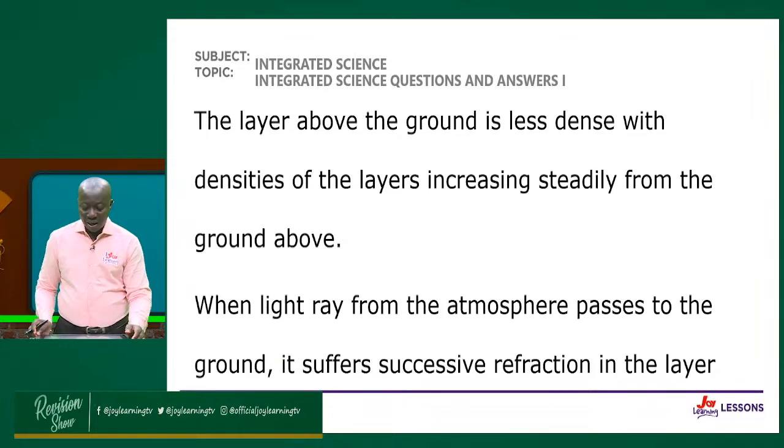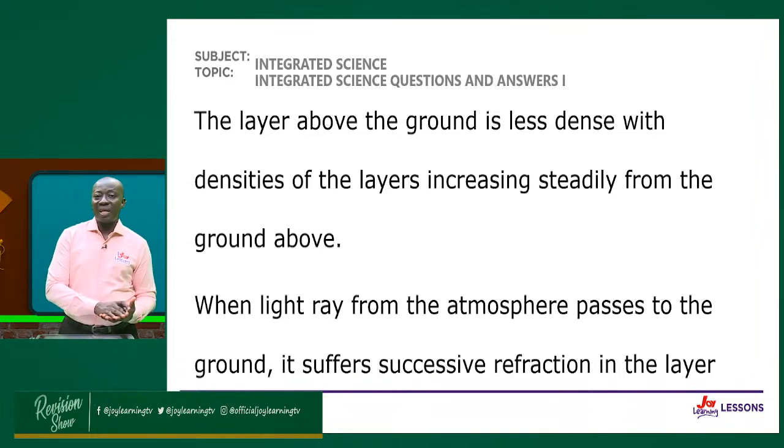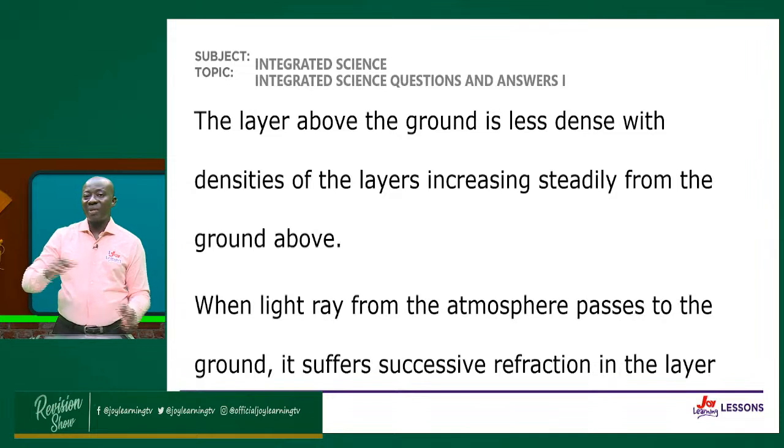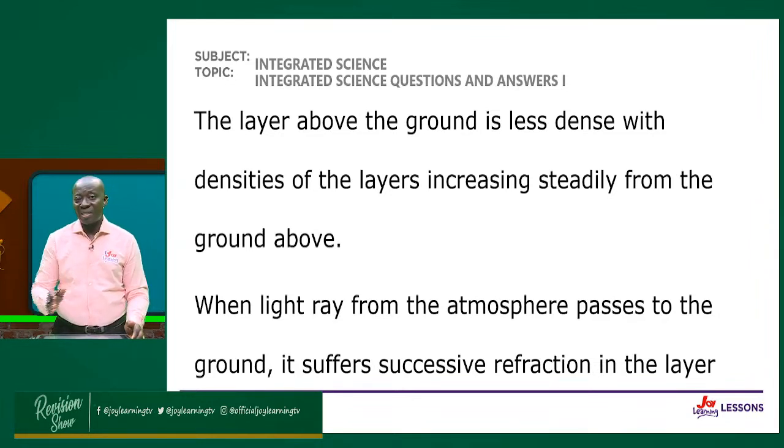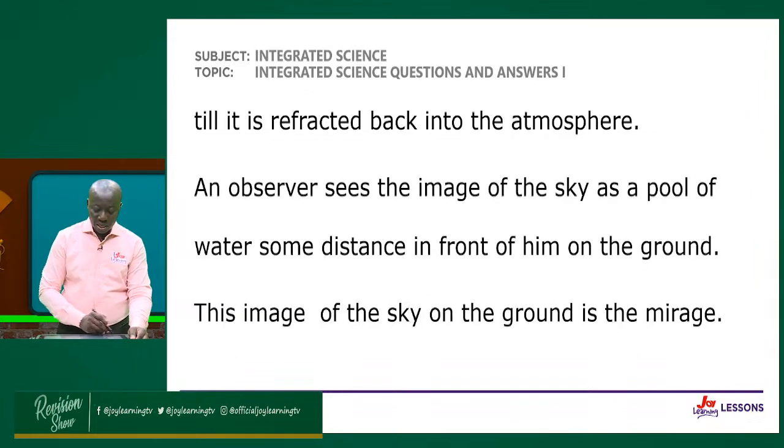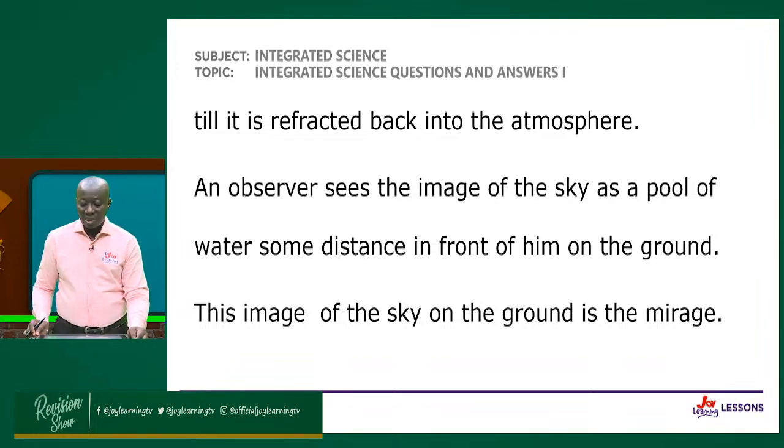So the layer right above the ground is less dense compared with the layers above, whose densities increase steadily. As you move from the surface of the earth upward, the densities of the columns of air change from high to medium to low. And it means we have different refractions, or different changes in path of light. When light rays from the sun pass toward the ground, they suffer successive refraction in the layers till they are refracted back into the atmosphere.